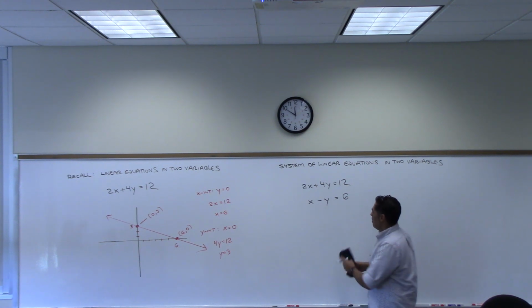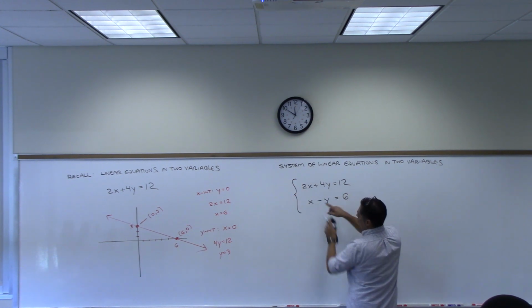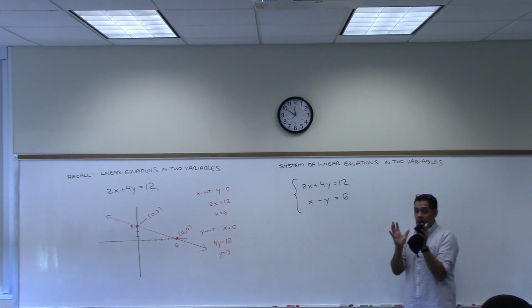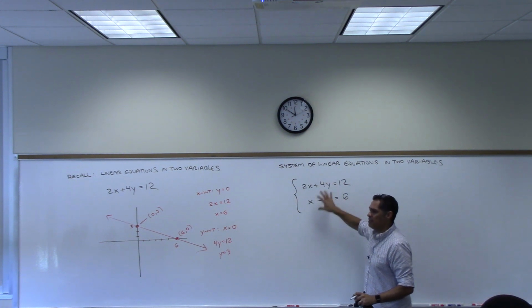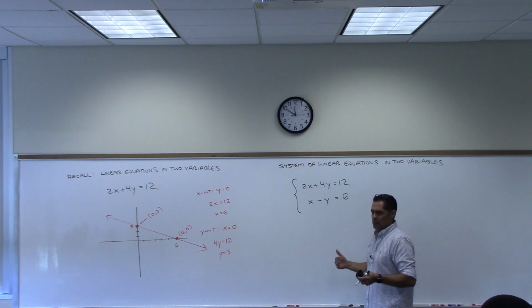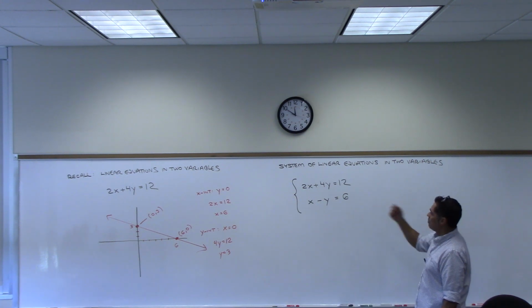So what we do is we put a brace on the outside like this, and that tells you that we want you to try and find an x and a y that solves both of them together simultaneously. And this is what we call a system of linear equations in two variables.